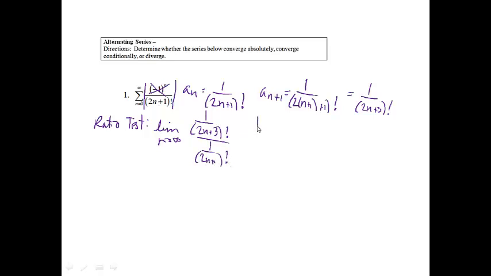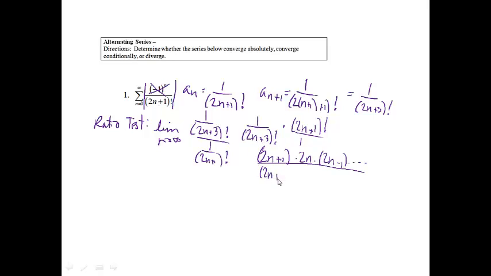And then I'll multiply by the reciprocal, so I'll get 1 over (2n plus 3) factorial times (2n plus 1) factorial over 1. And then if I simplify that a little bit, (2n plus 1) factorial is going to be 2n plus 1 times 2n times 2n minus 1, and so on. On the bottom, (2n plus 3) factorial is going to be 2n plus 3 times 2n plus 2 times 2n plus 1 times 2n, and so on. So everything is going to cancel out up through the 2n plus 1.